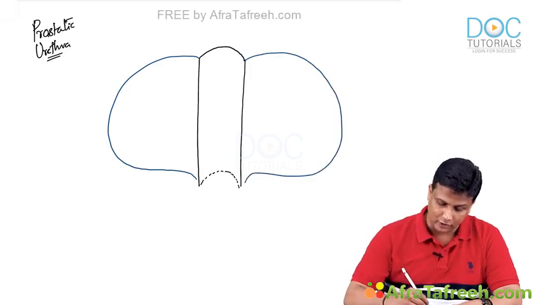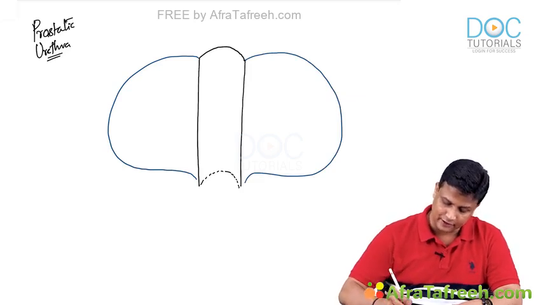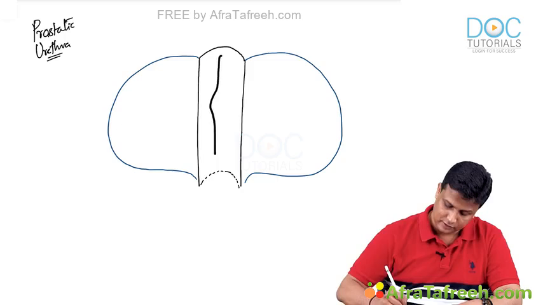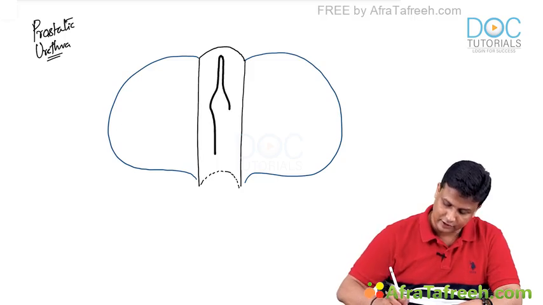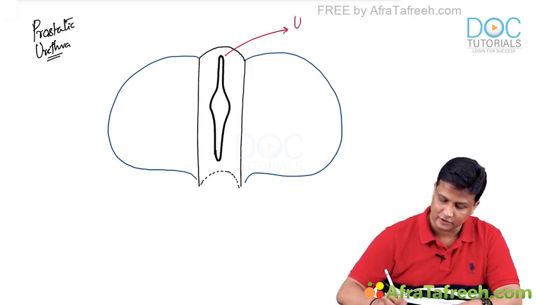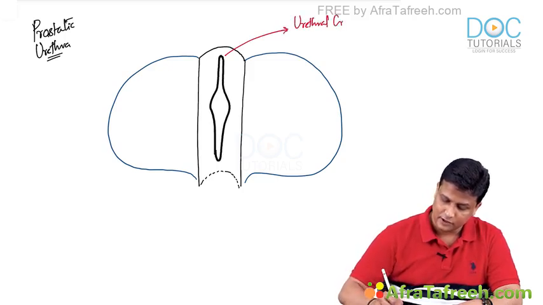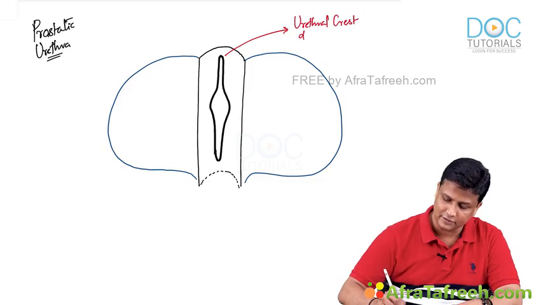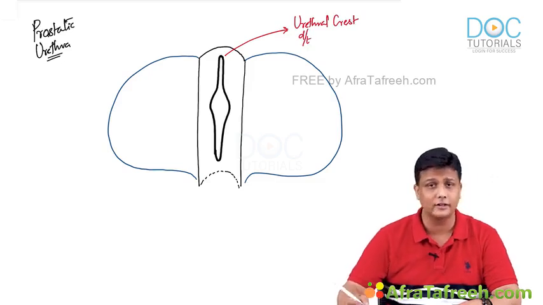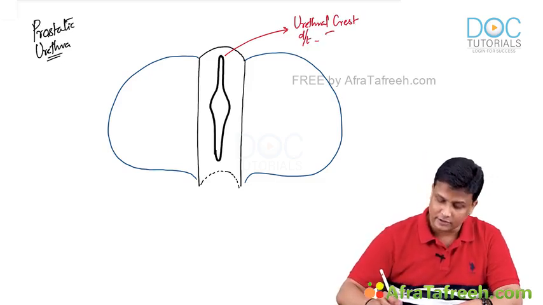Now on the posterior wall, first of all, you will find there is a thickening, a ridge, an elevation known as the urethral crest. This is the urethral crest. And we already know the reason for this elevation. It is due to what? The urethral crest is due to the trigone muscles, the muscles of the trigone.